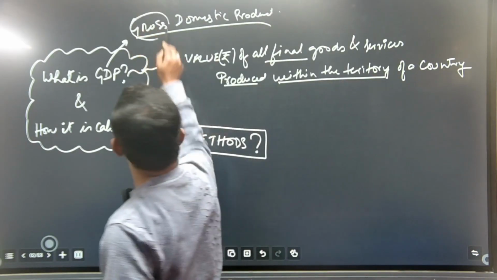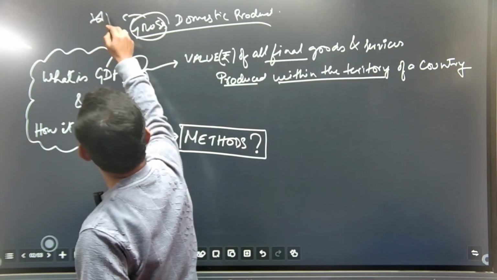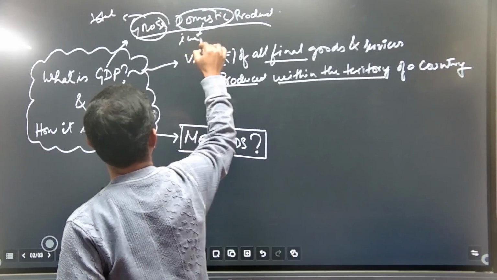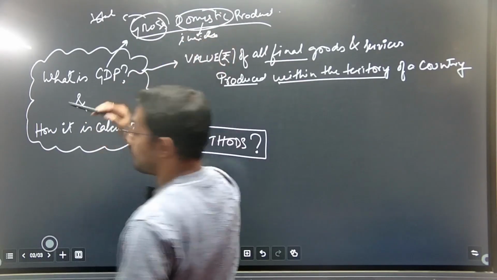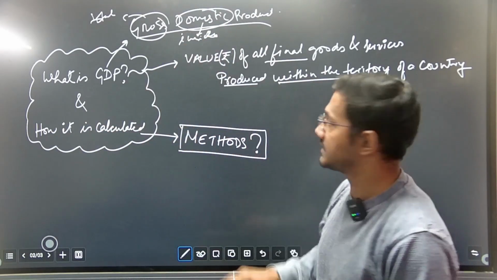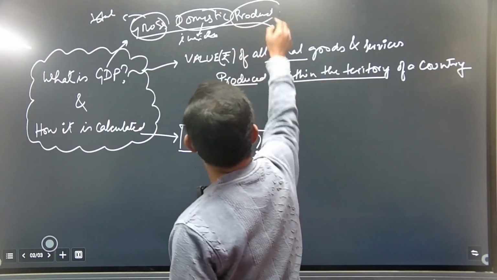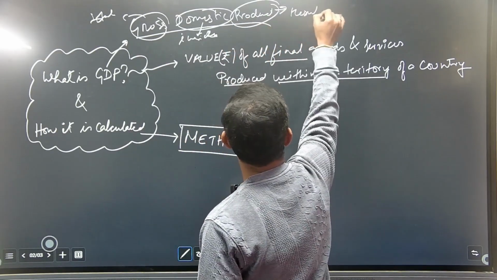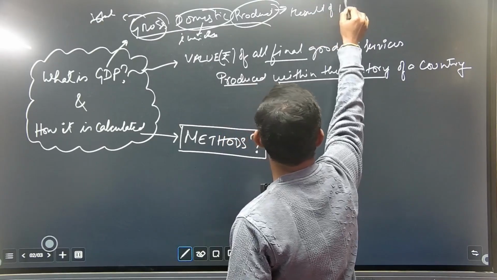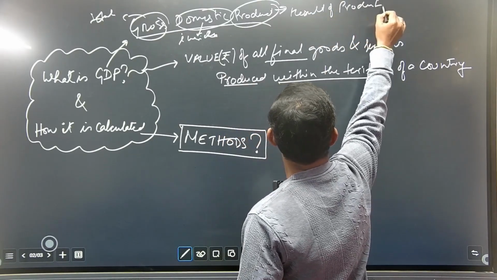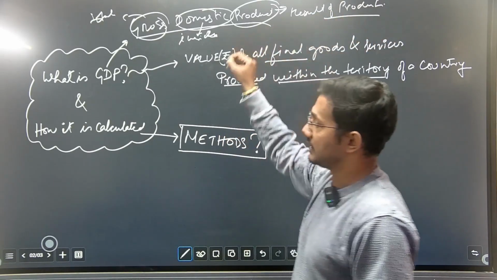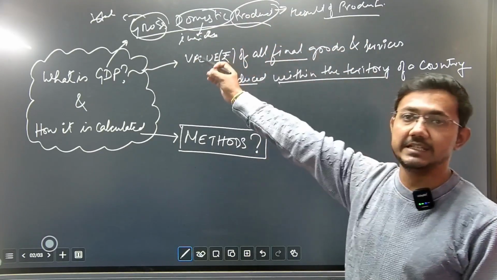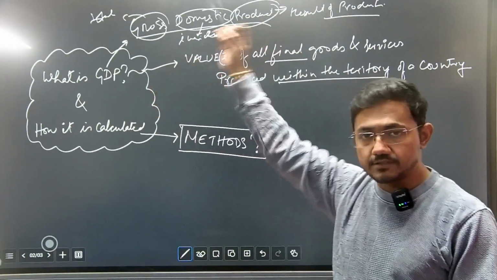Gross. The word gross means total. Domestic means inside. Inside your home means domestic. Product means it is the resultant of a production. Result of production. When you do production, you get product. So total production inside, that is GDP.